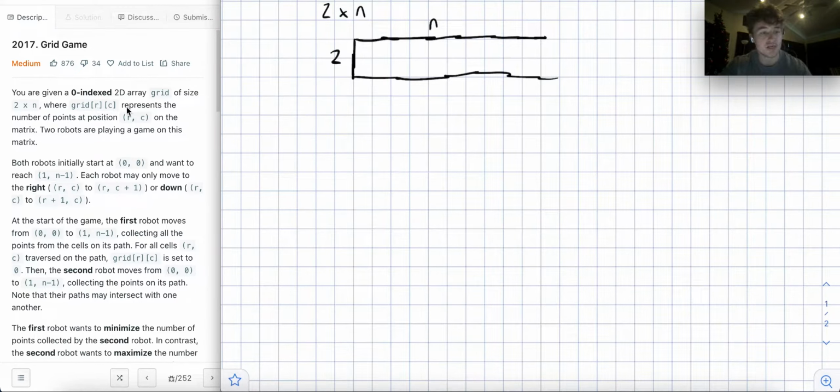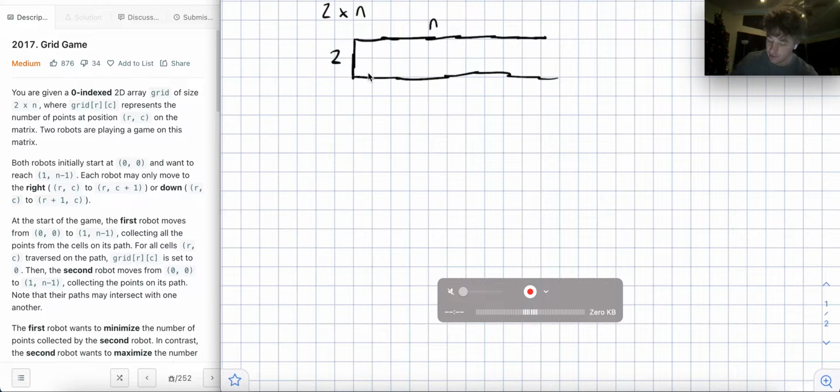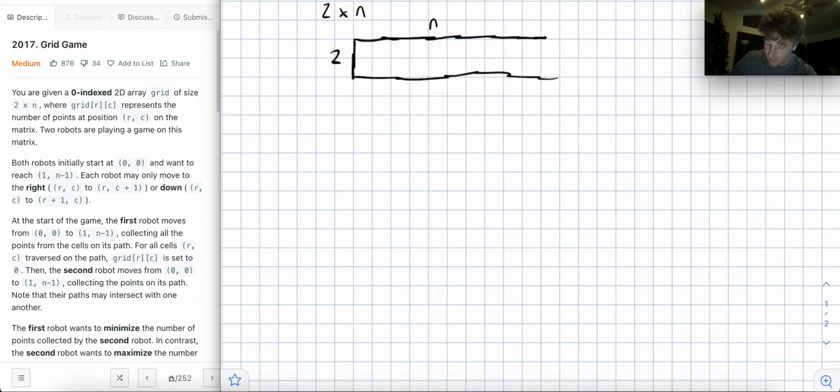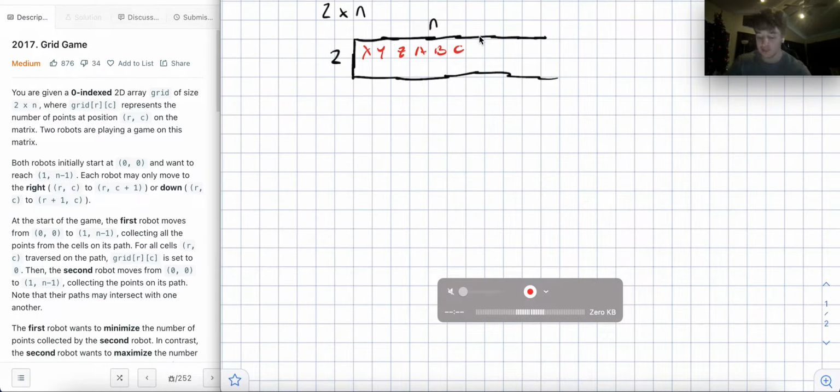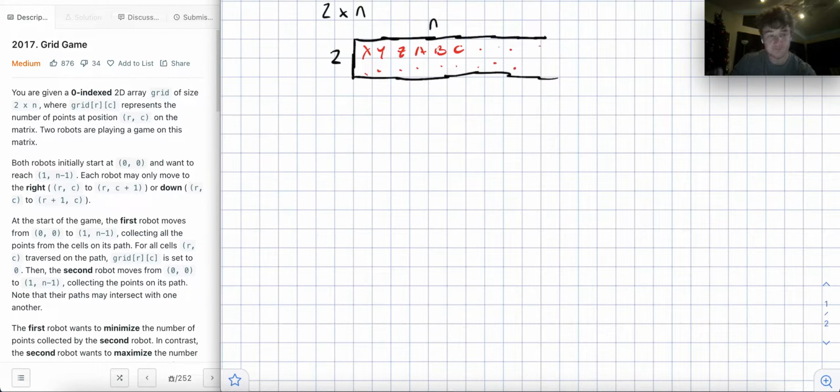Where grid[r][c] represents the number of points at position (r, c) on the matrix, okay? So each of these things, there's going to be values associated with them, X, Y, Z, A, B, C, whatever, right? So there's values associated with each of these grid cells. So there's values on them, and I guess that means something.